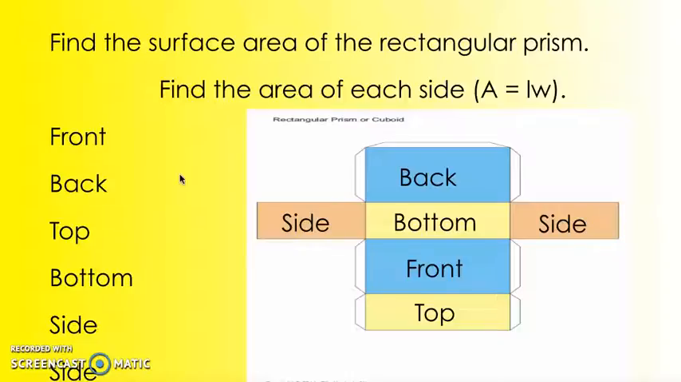Surface area is not dealing with the inside of the prism, it is dealing with the outside, the surface of it. What we're trying to figure out is how much space it would take to cover the whole figure. We're only going to focus on rectangular prisms, so we're only going to look at finding the area of a rectangle, calculating how many rectangles there are on that prism, and adding them together.